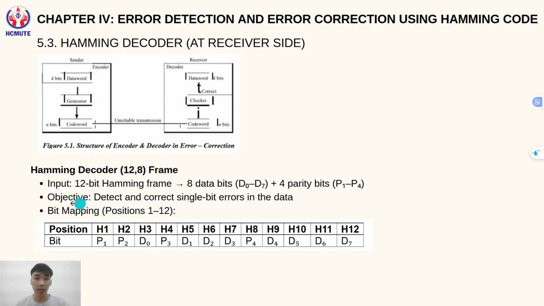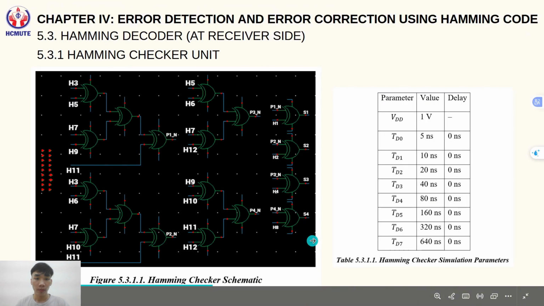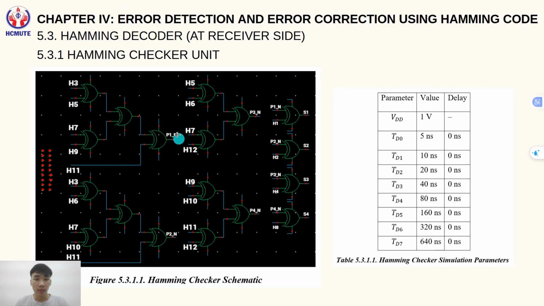And the objective is detecting if there is a single bit error within the 12-bit range and correcting it if the error lies within the data bits. And here is the bit mapping, as follows. The Hamming checker circuit takes the 12-bit Hamming input and produces a 4-bit output. Its purpose is to detect and locate any single bit error during transmission.